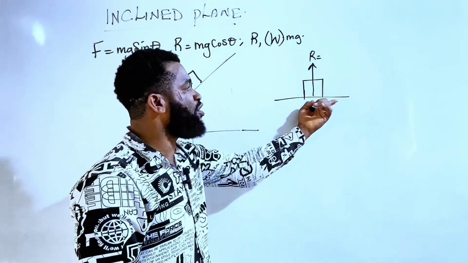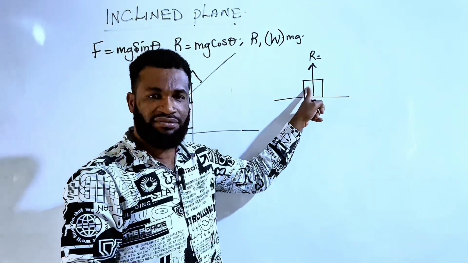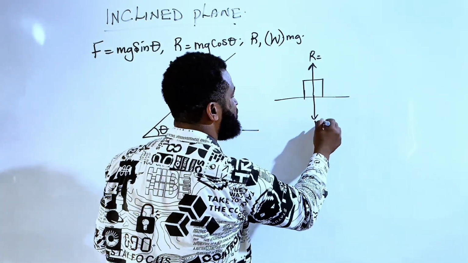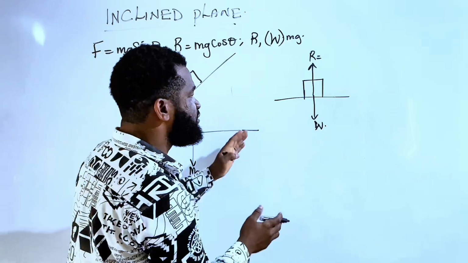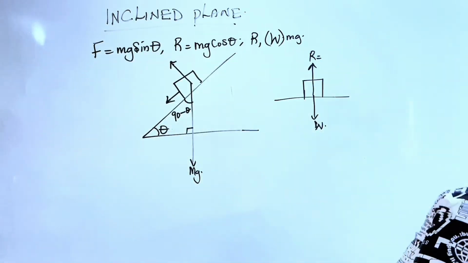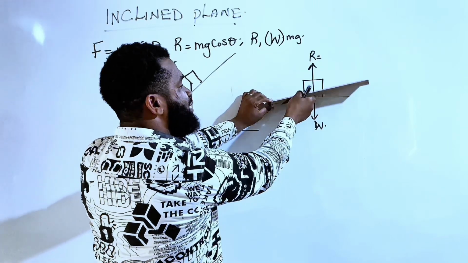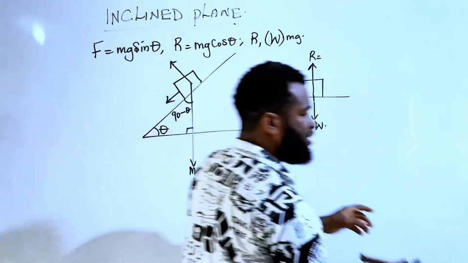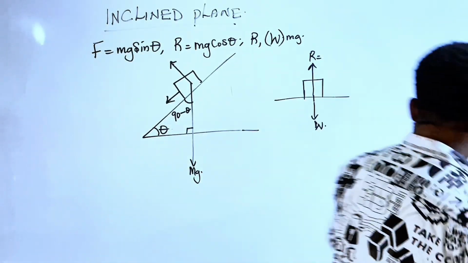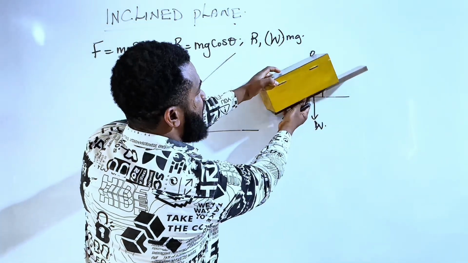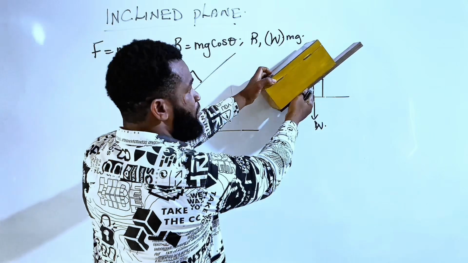It is the reaction of this plane on the body. But this body has a weight downward, which is W. But you see, just like this plane, if I inclined it at this point, then the load, if this was like this, normal, if I incline it, the weight is going to be in this form.